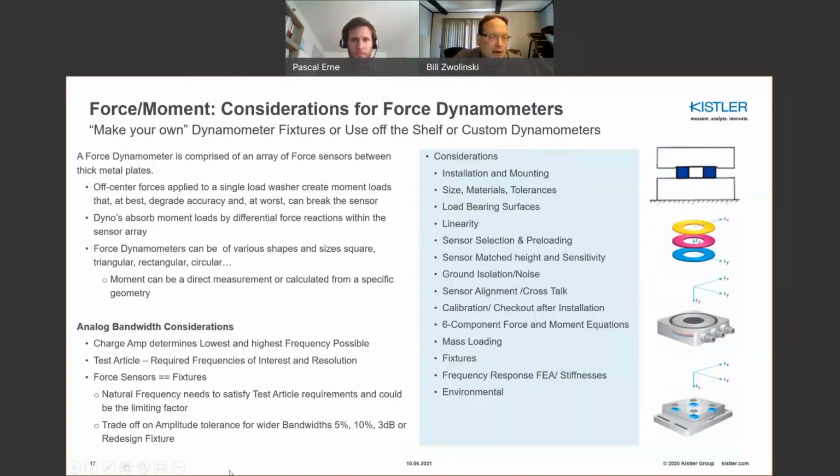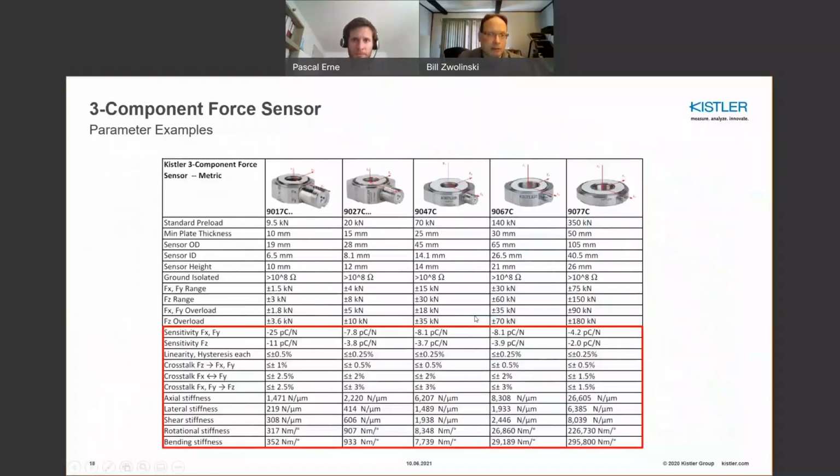Ultimately, you have a test article that needs a certain frequency extent to be measured, and if you can't achieve that with the fixturing that you're using, then you need to go to some other types of sensors perhaps, or another design. So it's very critical to have an FEA step in the middle of this.